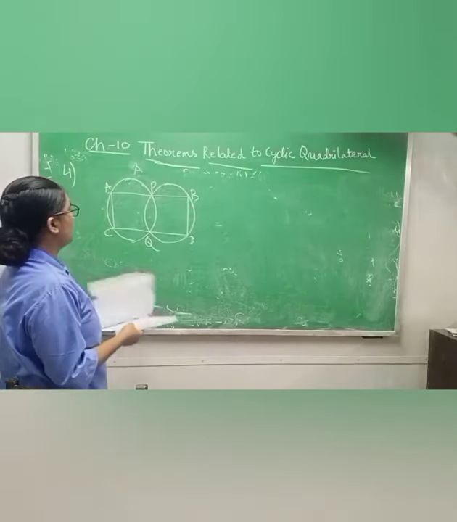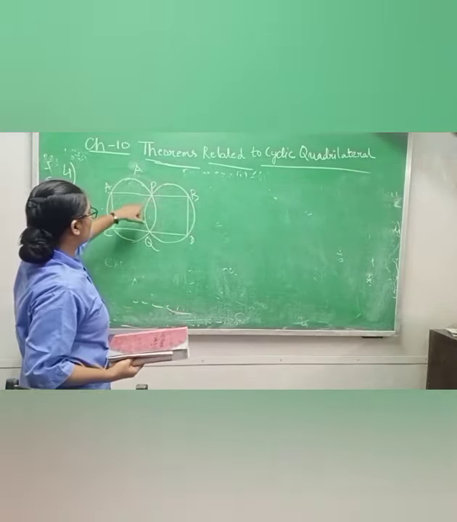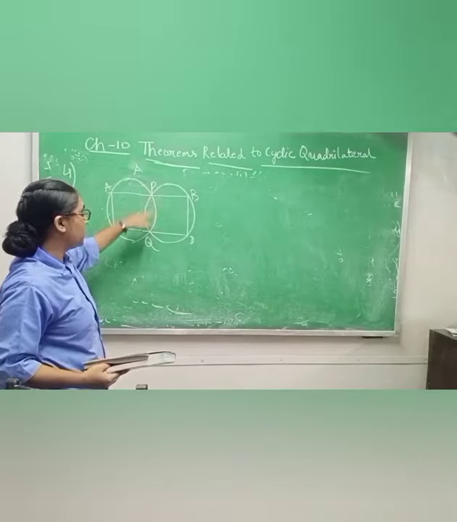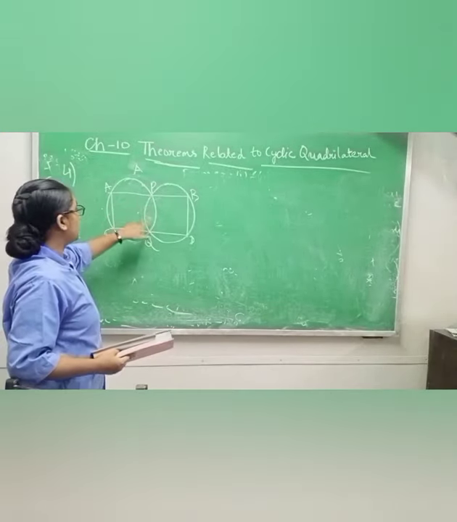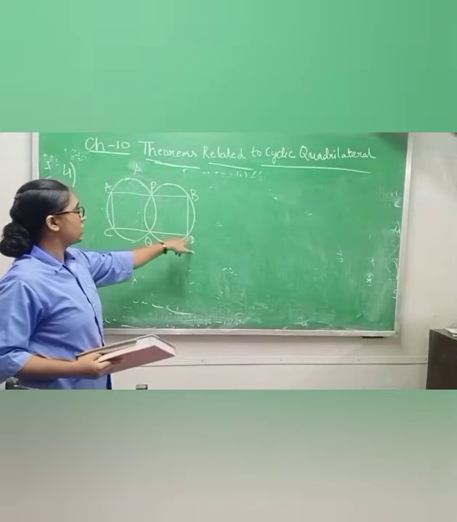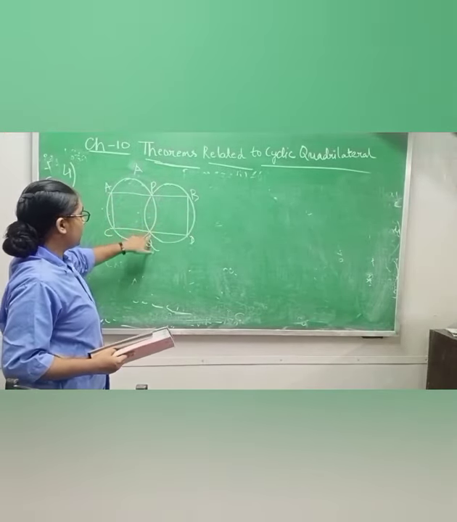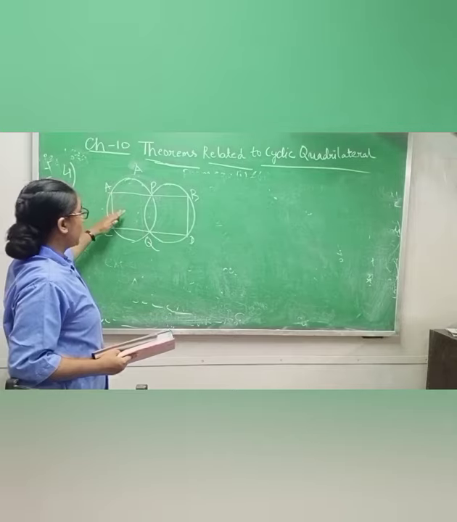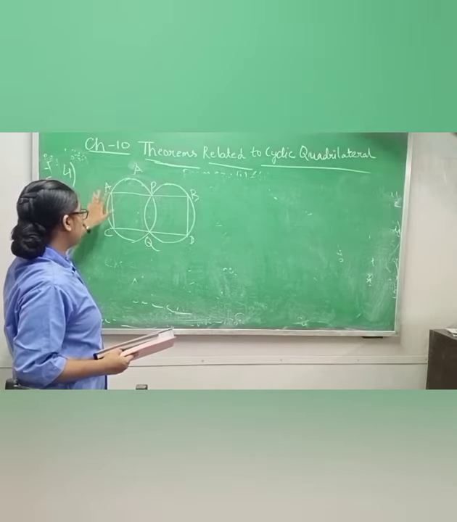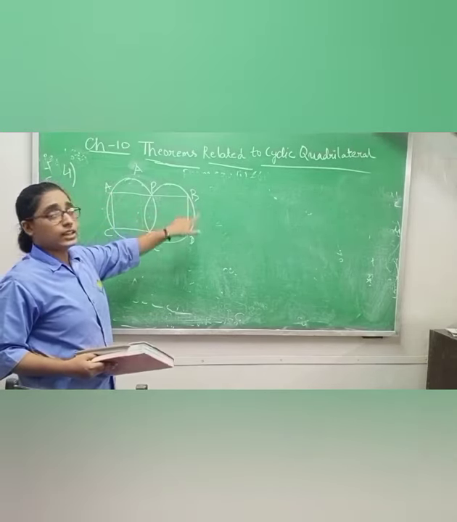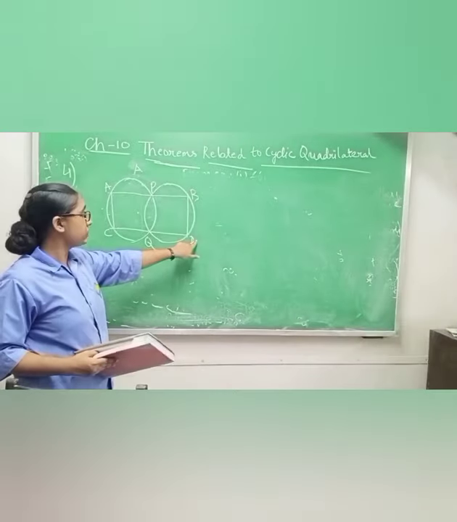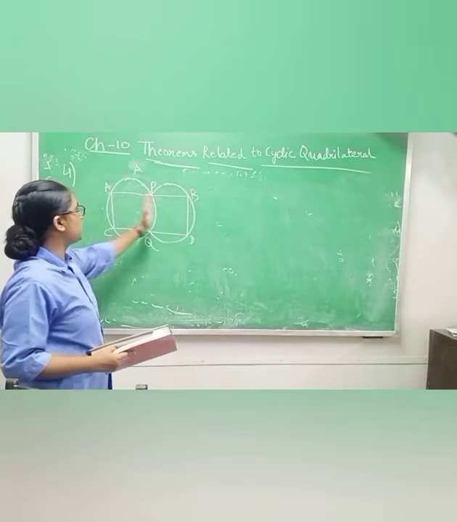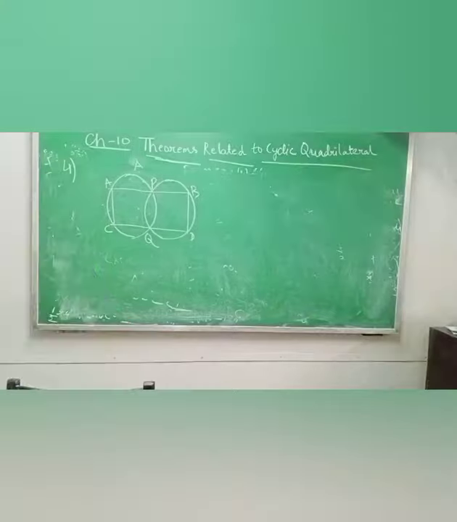Again I am repeating what they are saying. Two circles intersect each other at the points P and Q. After that, two straight lines are going through P and Q, and they intersect the first circle at the points A and C, and the second circle at the points B and D. We have to prove AC is parallel to BD.